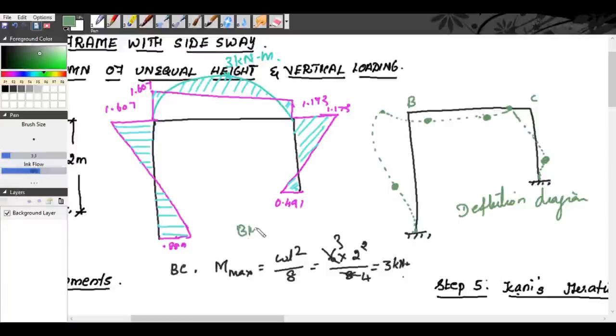This is the bending moment diagram. So with this we have completed our fourth module. From the next class we will move on to our next module. So thank you for listening.